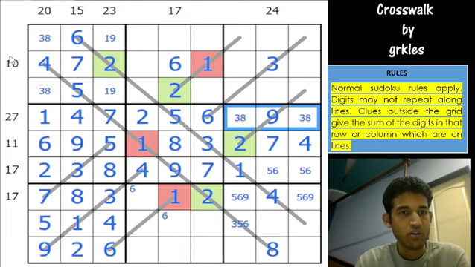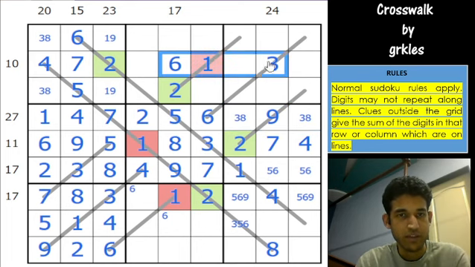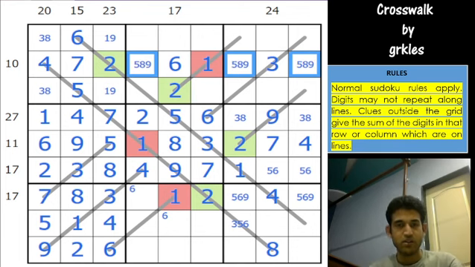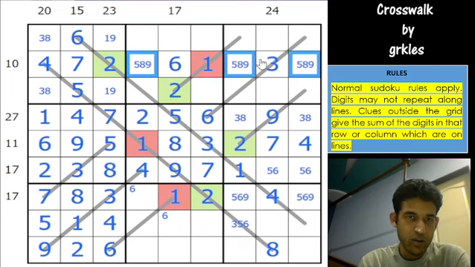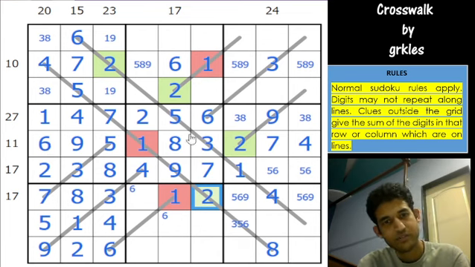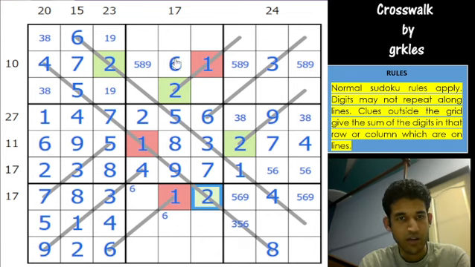So if I look at row 2, I have 2 4 7 and 1 3 6, which means these three cells must be 5 8 9. And are all the clues done on the lines? Okay, I think yes. Okay, let's look at column 5.